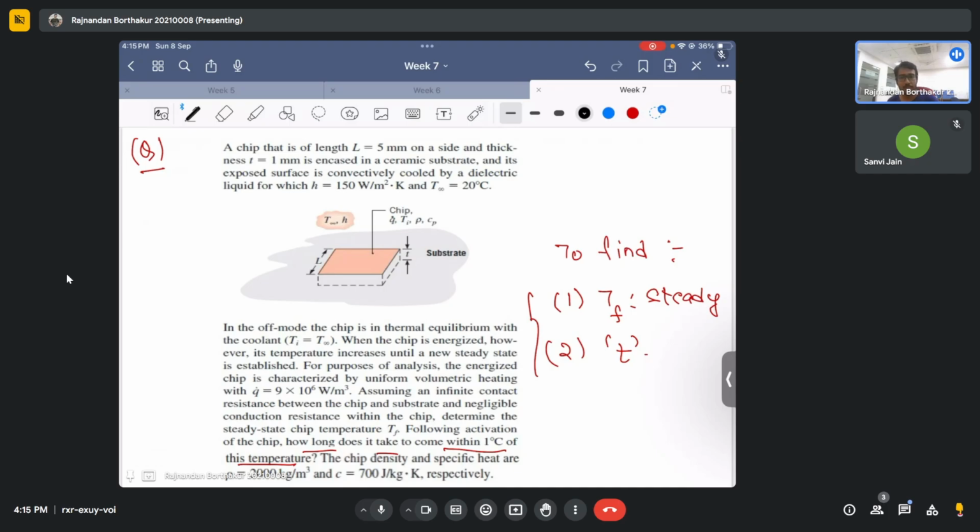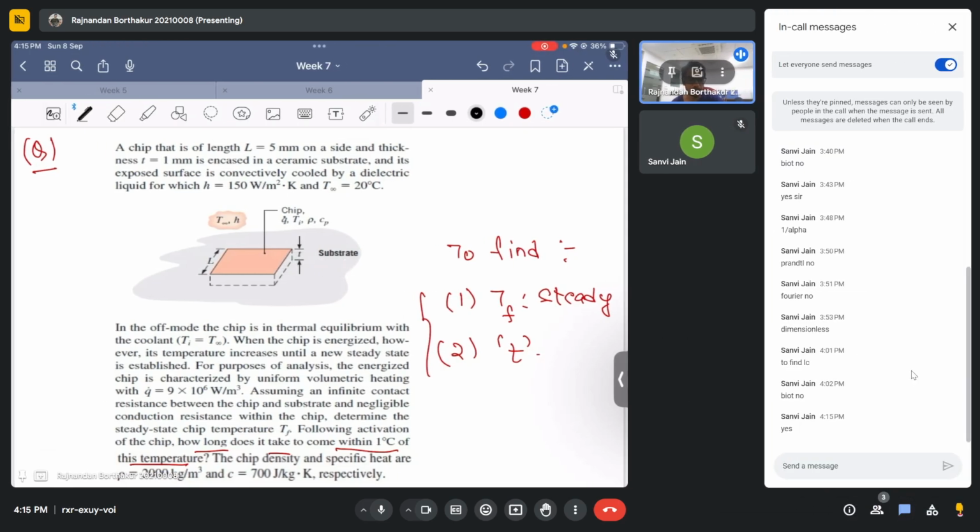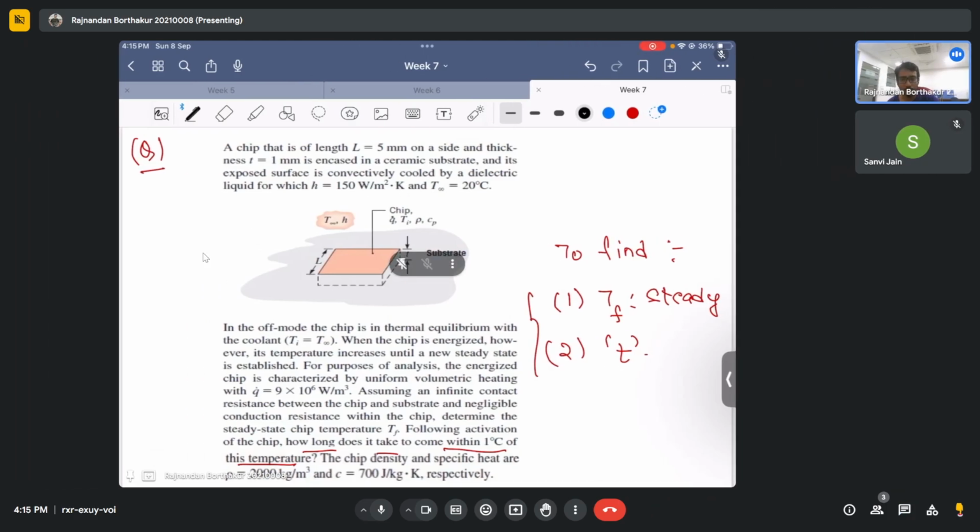So is the problem statement clear or not? Like, did you understand the problem? Or do I need to repeat it? Okay, yeah. Okay, thank you. So I hope you have understood it.